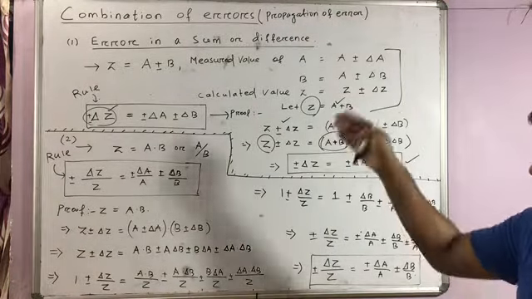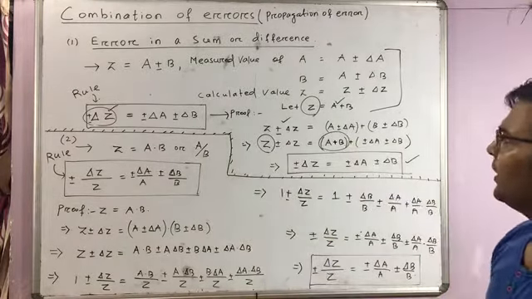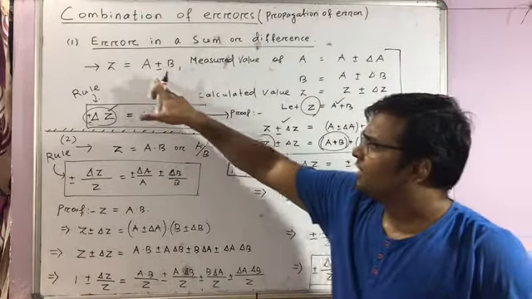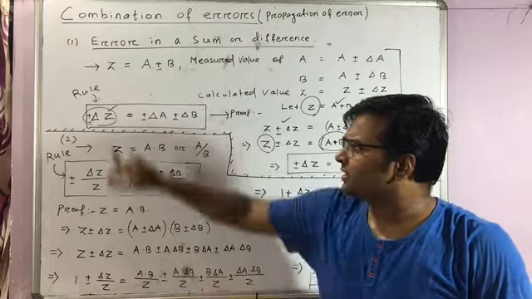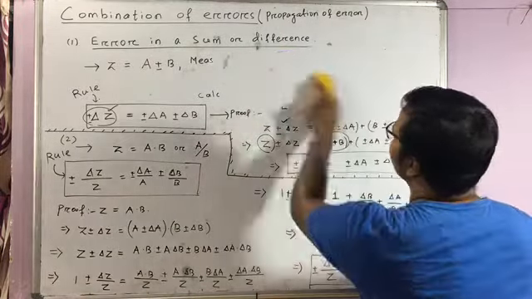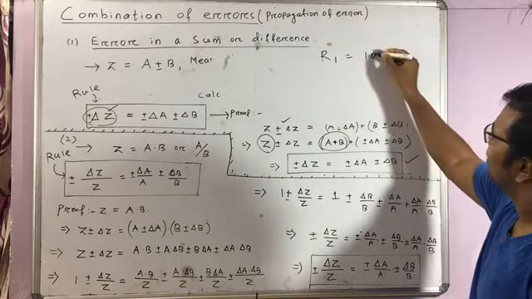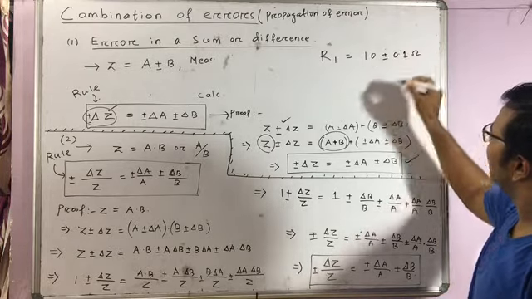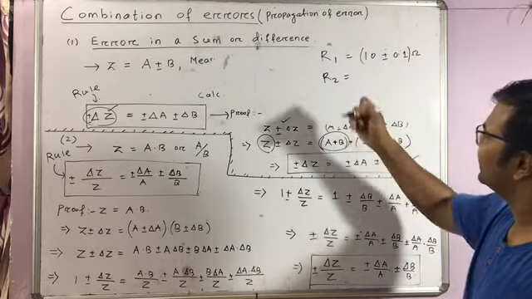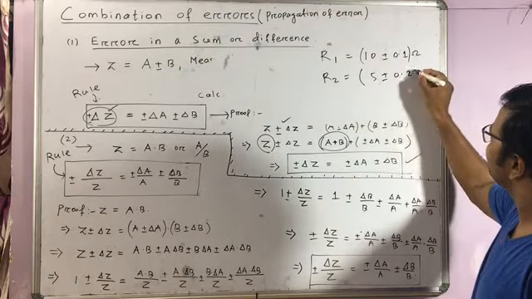How is this formula applicable? Let us solve one question, so you will be very clear about it. So remember the formula: if Z is equal to A plus B or A minus B, then this is the formula. Suppose there are two resistances given. Suppose R1 is equal to 10 ohm with an error of 0.1 ohm. Let R2 be another resistance whose value is 5 plus or minus 0.2 ohm.